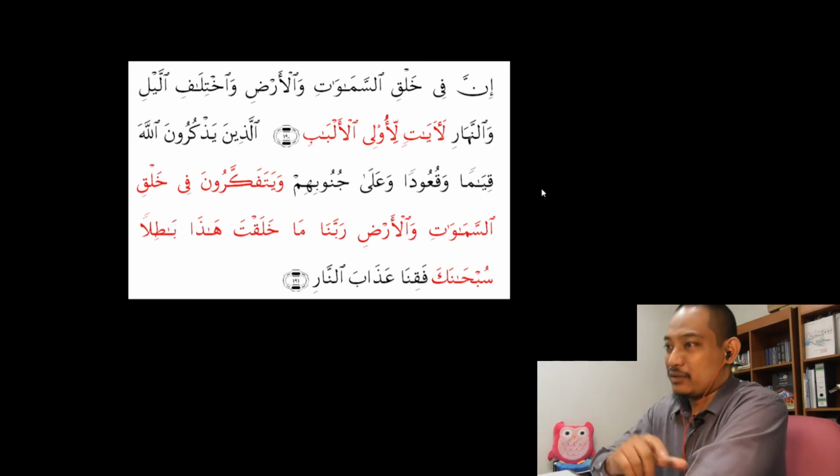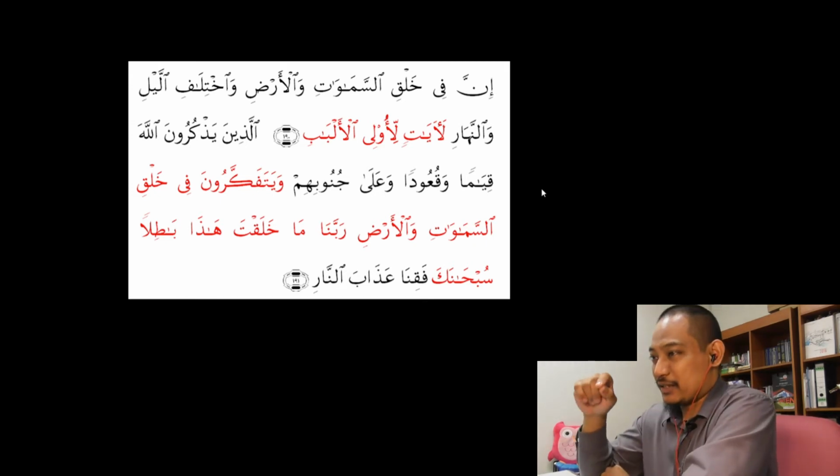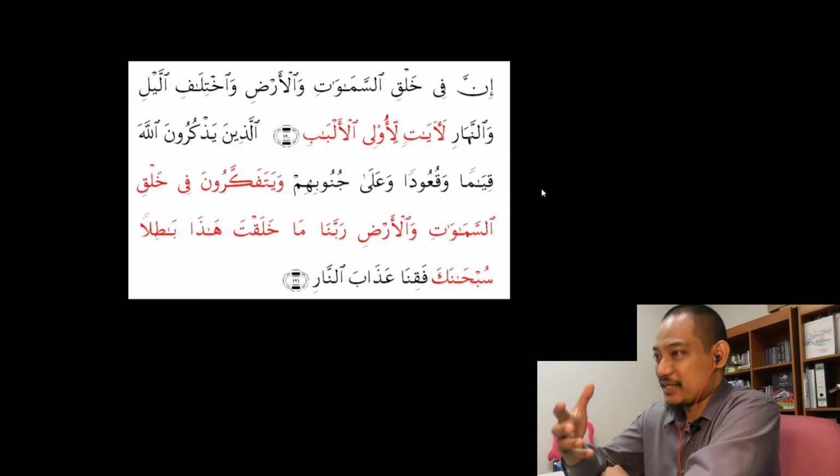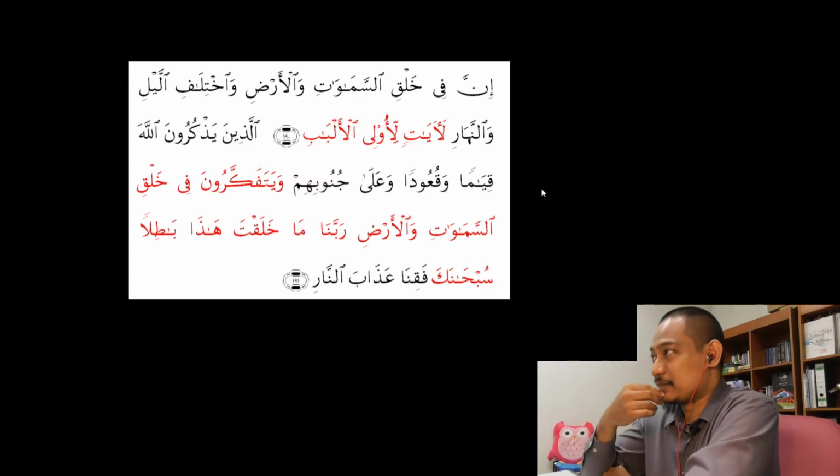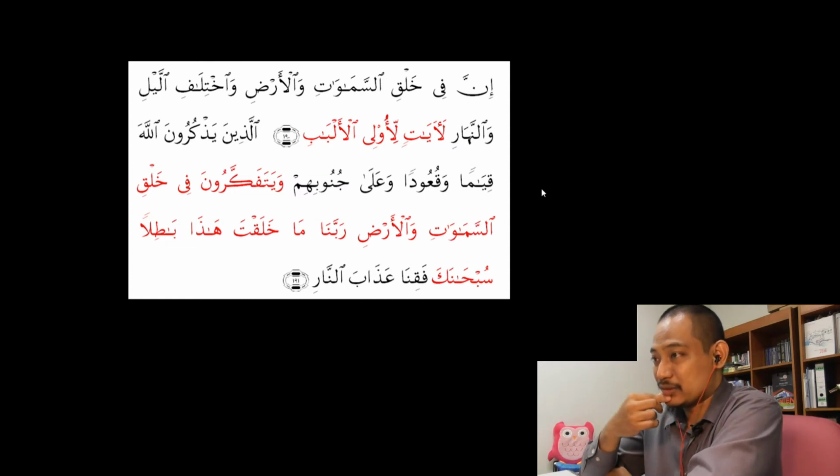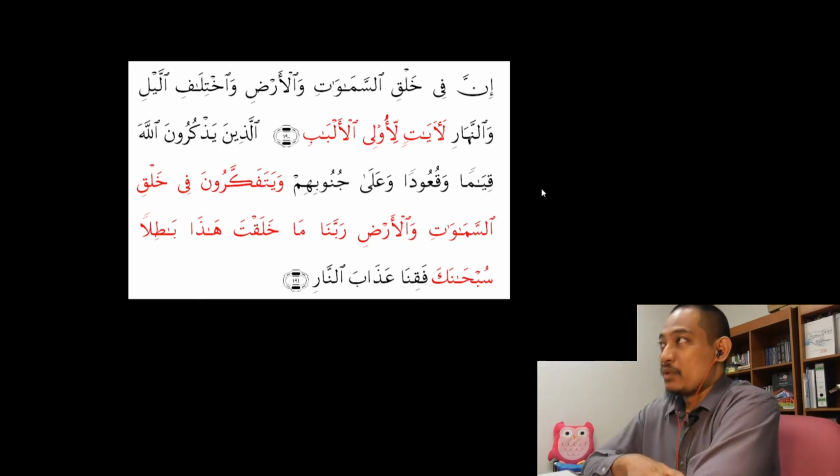In Quran, Allah always refers to all of those as ayat. It's the signs, tanda-tanda kebenaran, kebesaran Allah, etc., right? The signs of the truth. Li'ulil albab, for those who have knowledge, for those who ponder, etc., right?